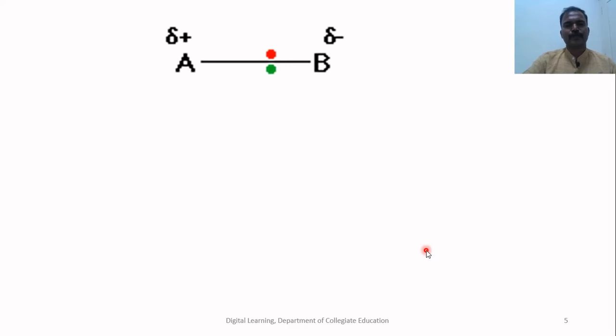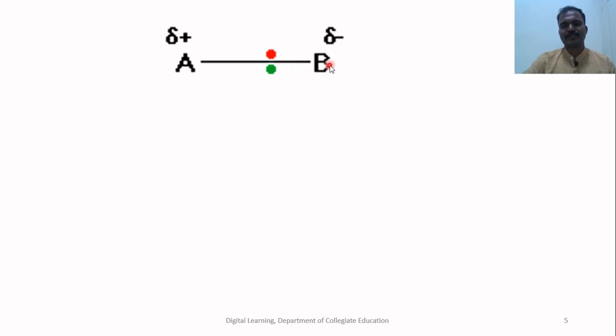Let me take one more example. Here a covalent bond is formed between two atoms A and B. If B has a slightly more electronegative value when compared to A, then B has the tendency to attract the shared pair of electrons towards itself.